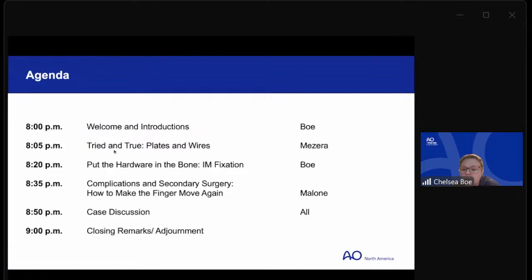By way of an agenda, I'll stop talking shortly here, and Dr. Mezera will review for us the tried and true strategies of phalangeal fracture fixation. I'll then cover intramedullary fixation, and Dr. Malone will explain how to fix it when it doesn't work like it should. We'll then do a few cases and adjourn, hopefully right on time.